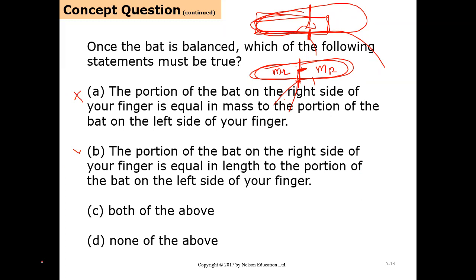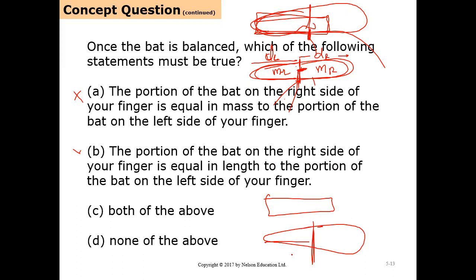Can you say this length is equal? The length on the left side, let me say D left and D right. Do you think the length will be equal? It will be in the center? No, again, because it's not a symmetric object, right? The object is not uniform cross-section. It is thin on one side and thicker on the other side. And you are balancing somewhere here. So the right side length is not necessarily equal to the left side length.